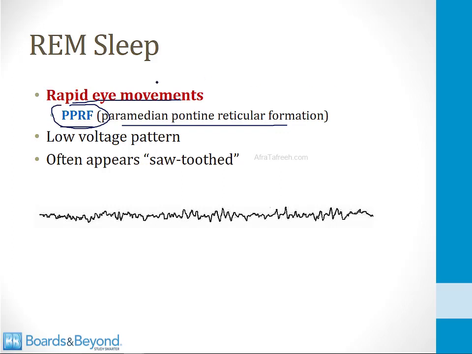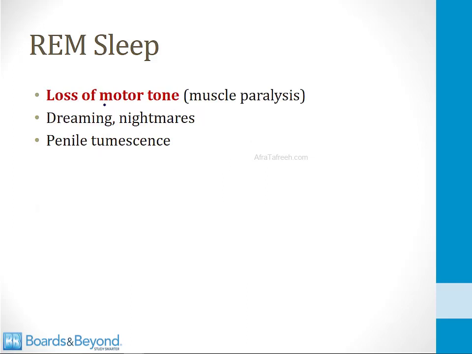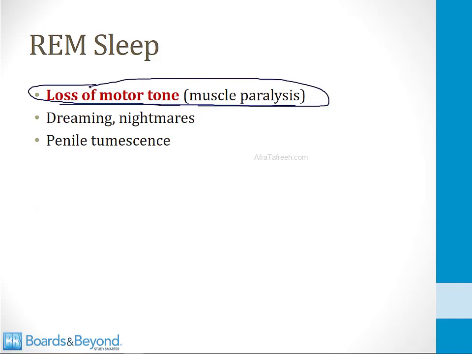On EEG, what you see during REM sleep is a low voltage pattern. It often looks sawtoothed, and this is an example of what REM sleep looks like on the EEG on the screen here. During REM sleep, there is a loss of motor tone. Your muscles become paralyzed. And if you know this, it's easier to understand why you would never sleepwalk or wake up and scream out during the night during REM sleep, because you're paralyzed.